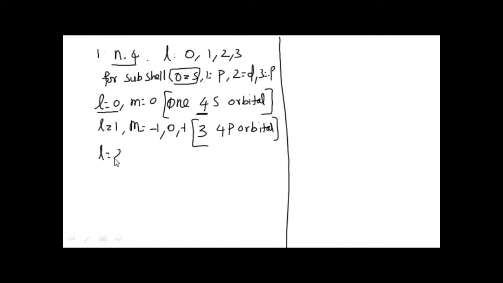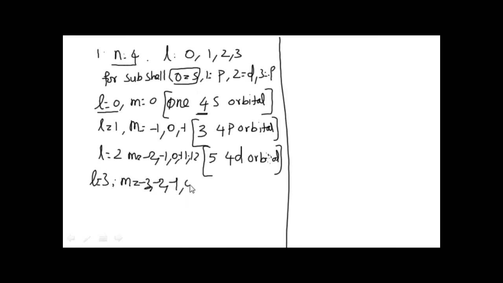L equal to 2. What is the M value? The M values are minus 2, minus 1, 0, plus 1 and plus 2. How many orbitals? So 5 orbitals, 5 4d orbitals. So L equal to 3, M equal to minus 3, minus 2, minus 1, 0, plus 1, plus 2, plus 3. How many orbitals? 7 4f orbitals.